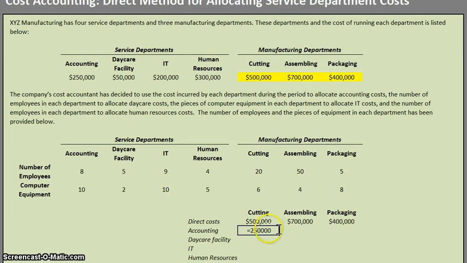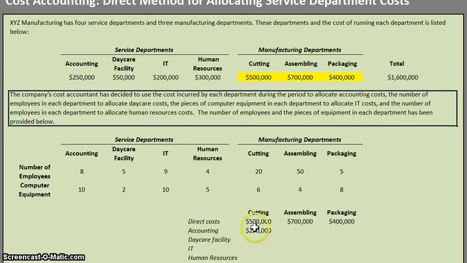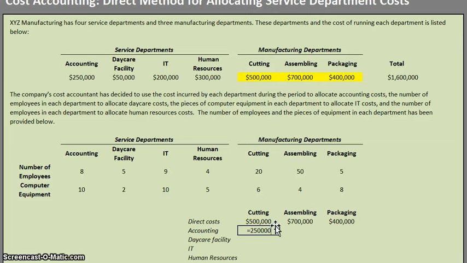So what we're going to have to do is take cutting as a ratio of the full total of those 3 manufacturing departments. So let's go ahead and total those up. And we see that we have 1.6 million. So 250,000 times 500,000 of the 1.6 million, they're going to be allocated 78,125. Assembling is going to be the same kind of idea.